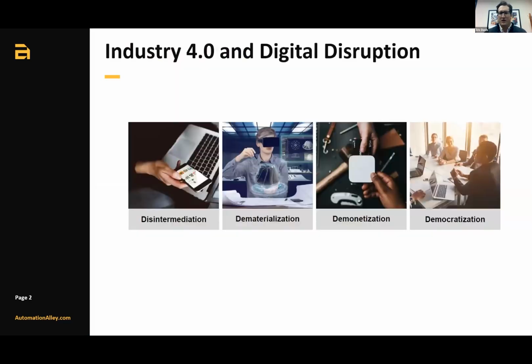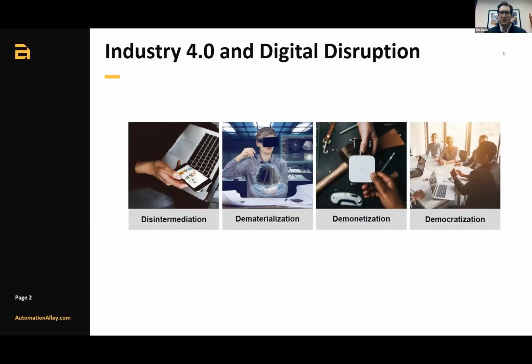And so when we first step into this, I want to talk about something a little bit different than maybe just Industry 4.0 in general, but the 4 Ds of digital disruption. This is what we call. And these are essentially, what are the ways Industry 4.0 can and potentially will disrupt your business model?